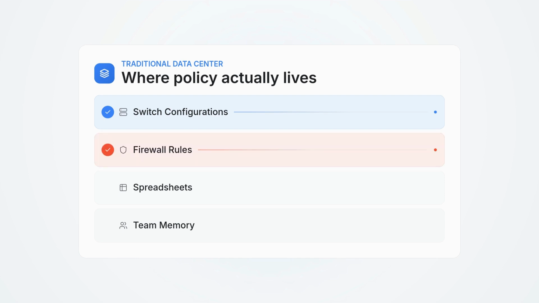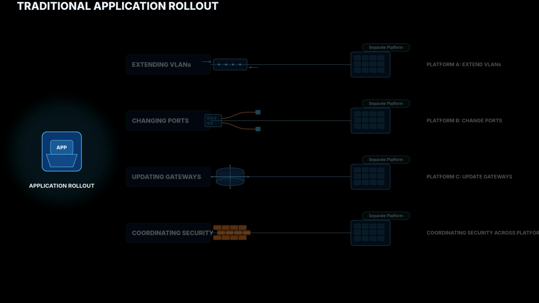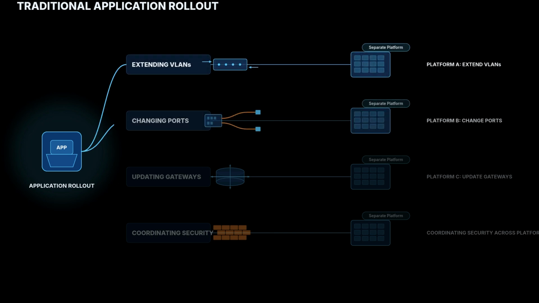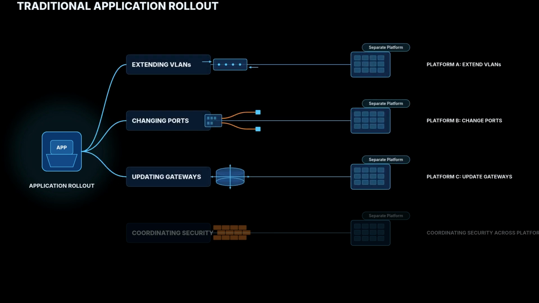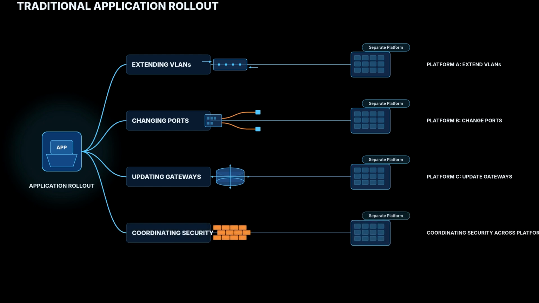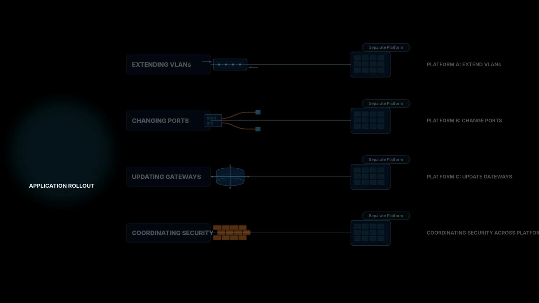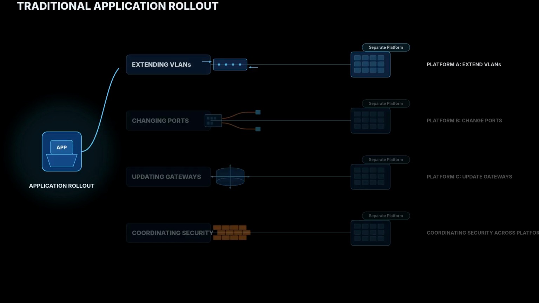Policies get spread across switch configs, firewall rules, spreadsheets, and whatever the team still remembers. Even a simple app rollout can mean extending VLANs, changing ports, updating gateways, and coordinating security across multiple network platforms. Once a change touches multiple systems, consistency starts to slip.